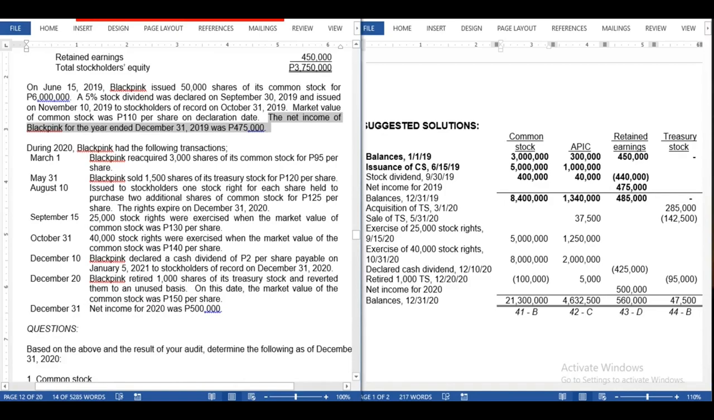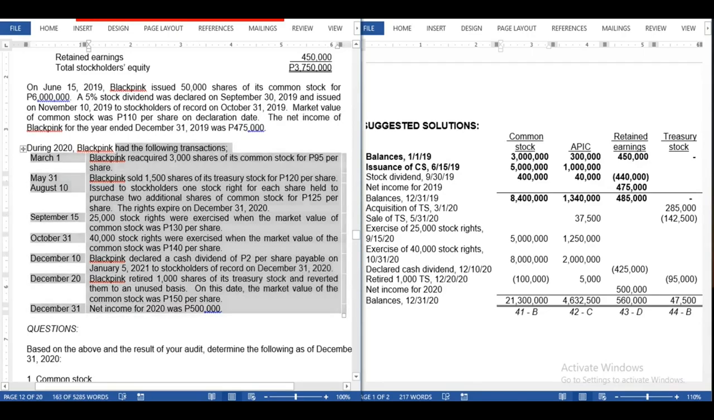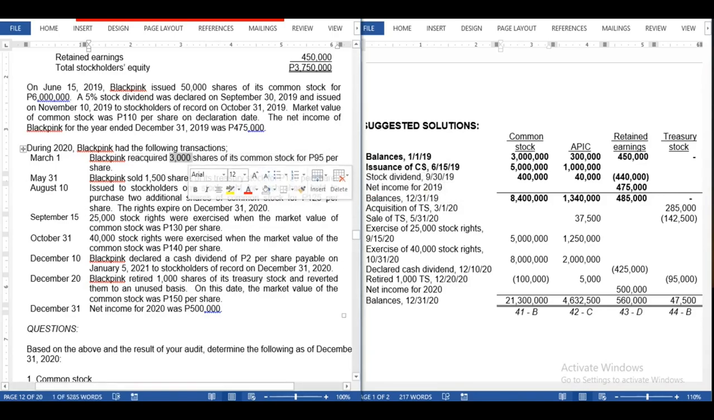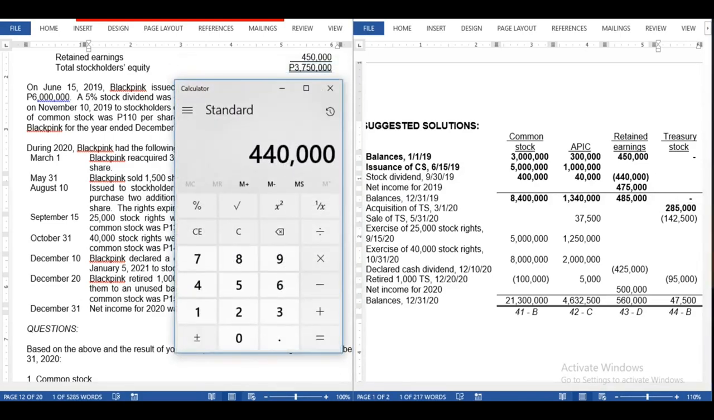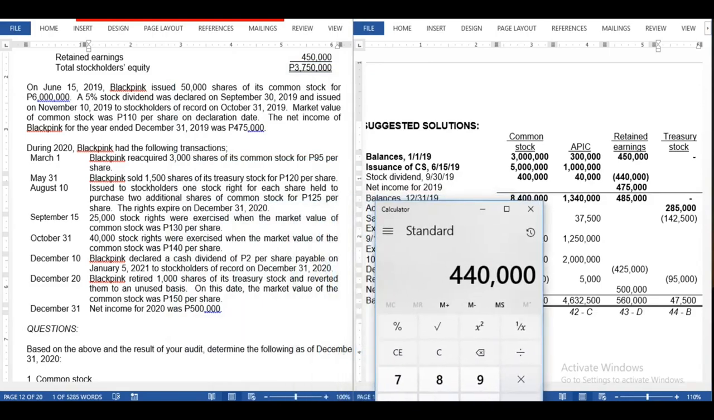The next one is in 2020. So you do have here the transactions during 2020. First one is the reacquisition of 3,000 shares. So this is the treasury shares. Treasury shares are recorded, always remember, at cost. So that's why 3,000 multiplied by 95 is the amount for treasury shares. So 3,000 multiplied by 95. So it has 285 as debit to treasury stock. Then cash credit for 285.